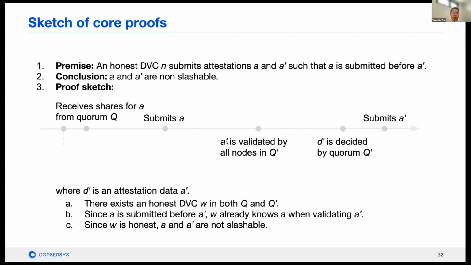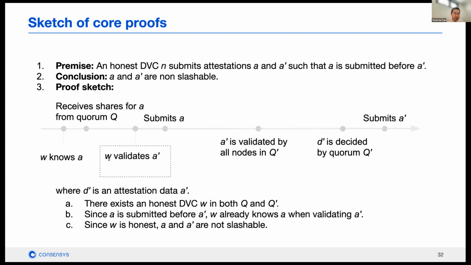And moreover, the RAM or this data, D prime, must be validated by all nodes in Q prime. And now let's look at the submission of A. Because to submit A, an unleashed node N needs to have attestation shares for A from a quorum Q. And if we make an intersection of Q and Q prime, we know that there is an unleashed node W in both Q and Q prime.